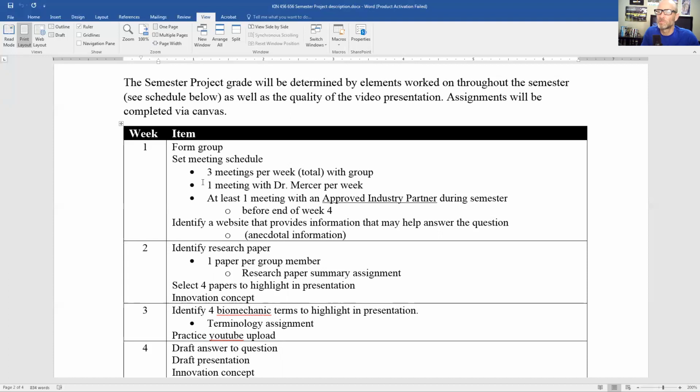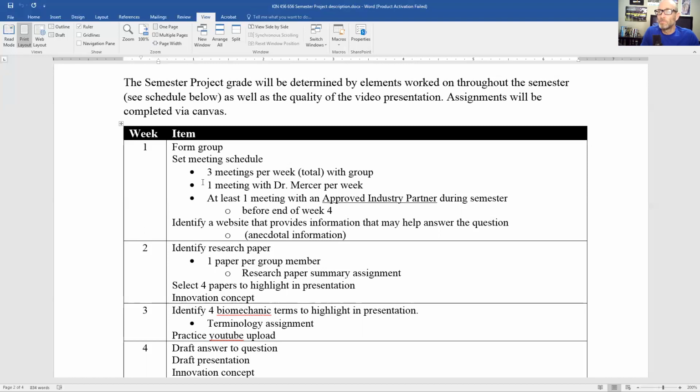Maybe later in the semester, you may need a little bit more time as you start to pull the presentation together, but you have to meet at least 3 times per week. One of those meetings will be with me. I don't need to be there for the whole meeting, but I need to check in with each of the groups each week as we go along. So you'll make sure that I am scheduled to meet with your group at least once a week.